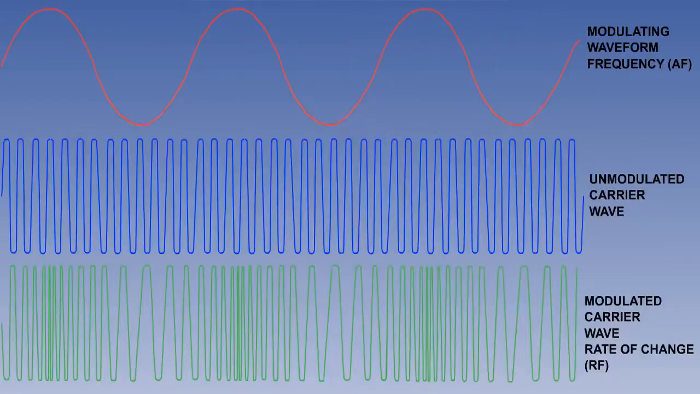The frequency of the modulating waveform is represented by the rate of change of the carrier wave frequency. So the greater the frequency of the audio signal, the more frequently is the radio frequency pattern repeated.